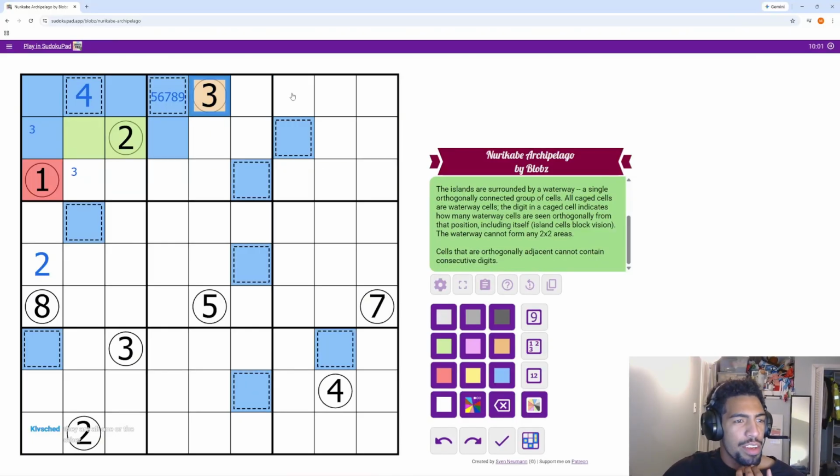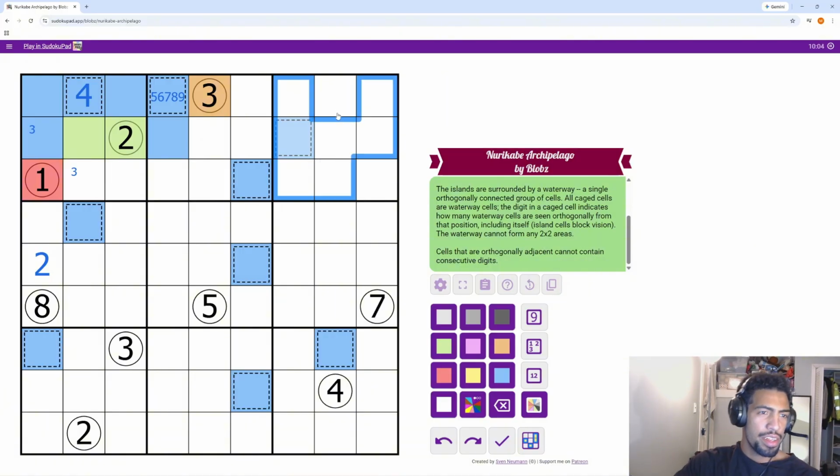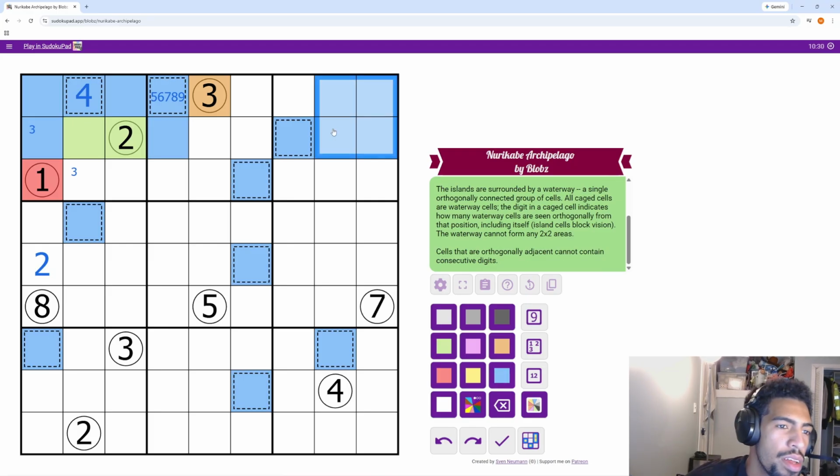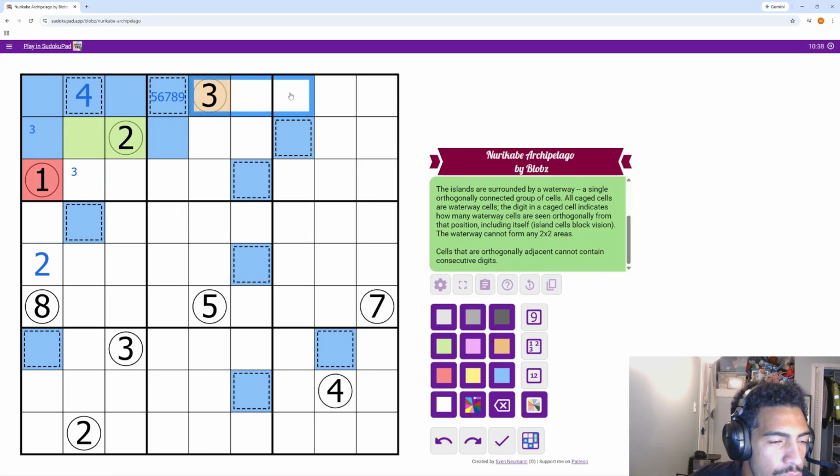I guess I just have to infer it, but anyways, that means this box has to have some island in it, because we can't have all that as water. So one of these 3 cells has to be island. And then we can't have all this as water as well. So this has to be filled. I mean, the 3 can get into this box.